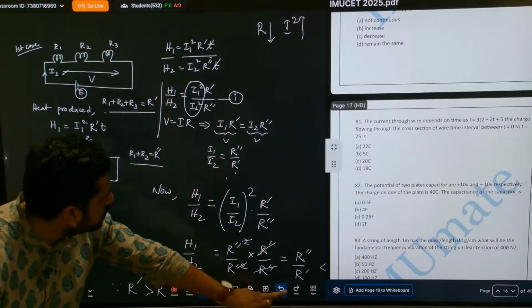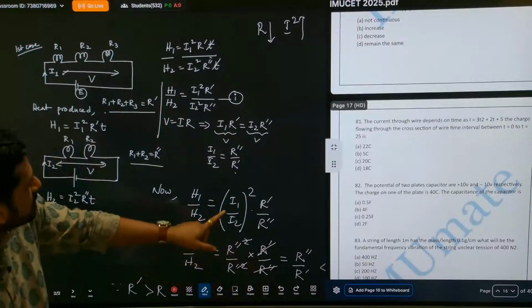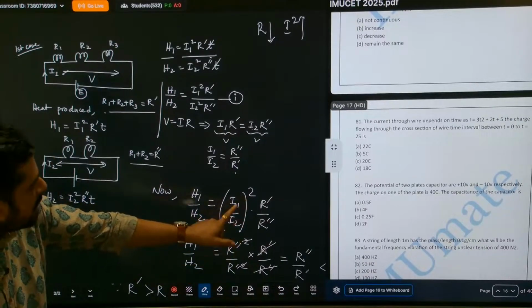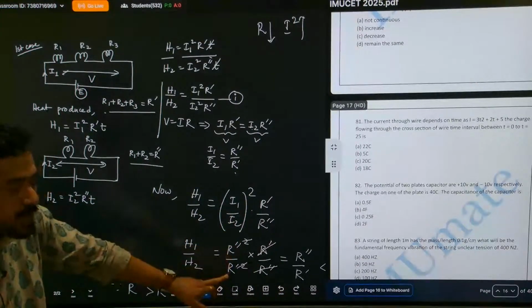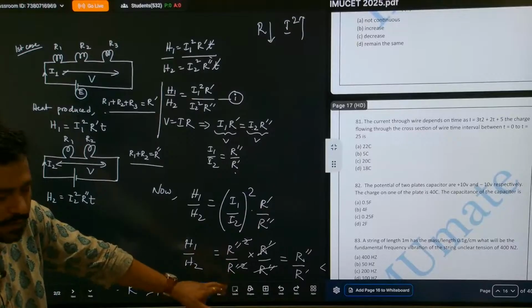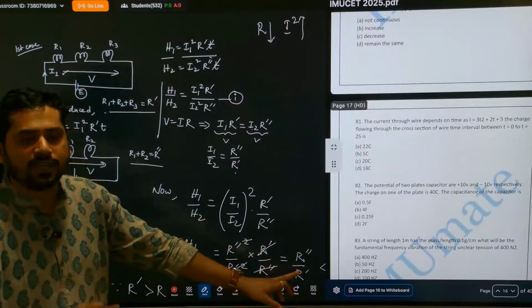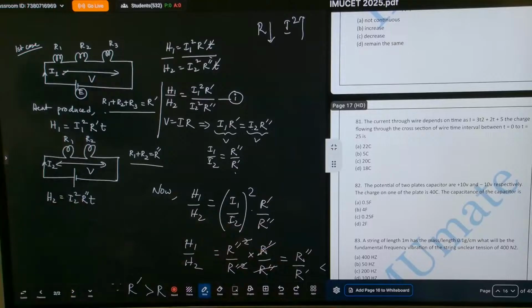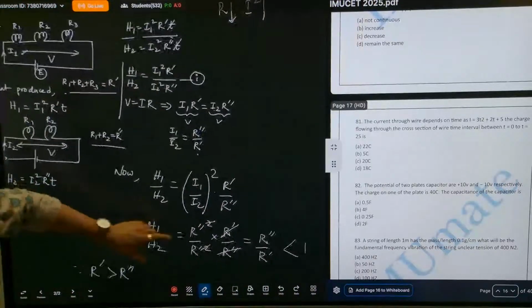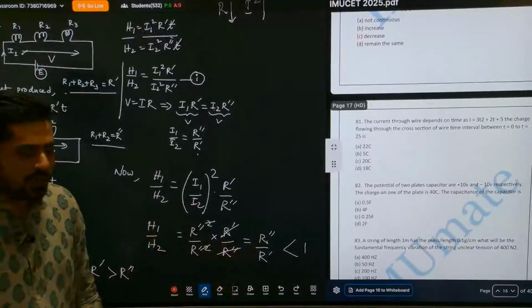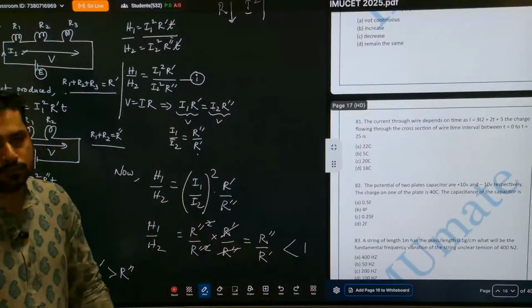So what do we get? We get something like this: this part square, I1 by I2 means R double dash by R dash, square part. If you cancel it out, you get R double dash by R dash. Now which one is greater, R dash or R double dash? R dash. So the denominator is greater than the numerator, so it would be less than 1.